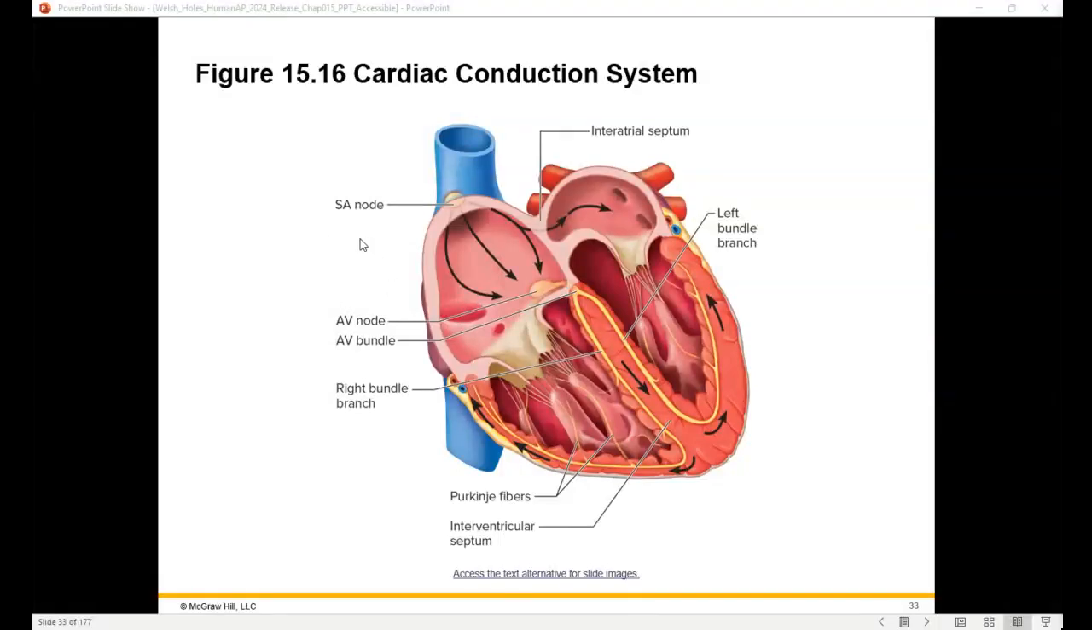And this shows the movement of the message, starting at the SA node, going down through the walls of the atria to the AV node, to the AV bundle, then to the right and left bundle branches, down through the interventricular septum, and then upward, and eventually into the Purkinje fibers. So the initial contraction starts at the top, goes down, and then up the sides. I would encourage you to watch some of the videos I've provided in your course so that you can see this in action.